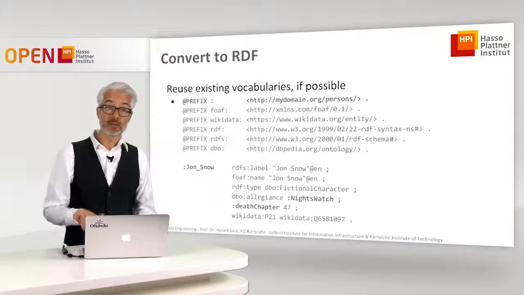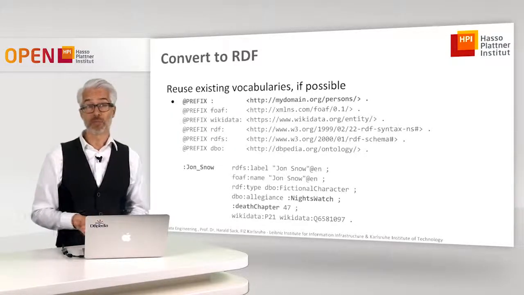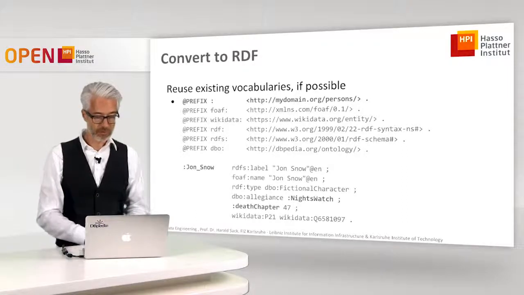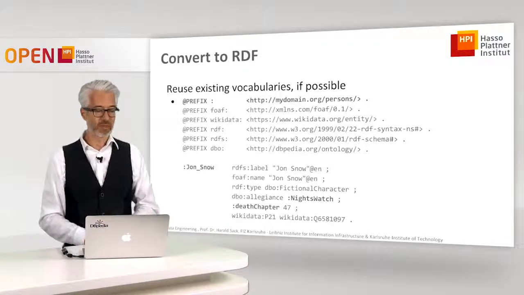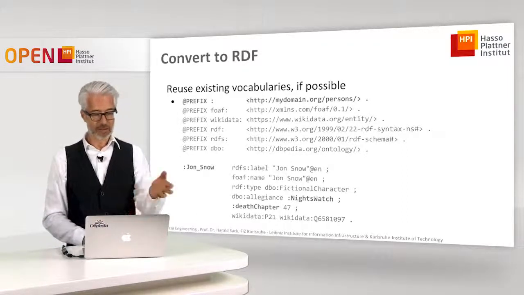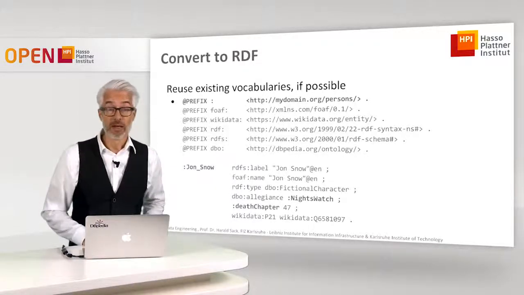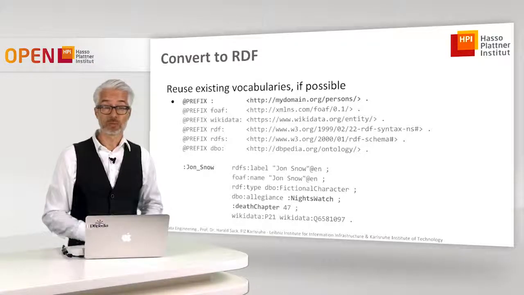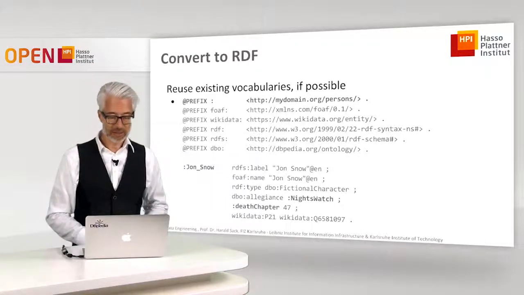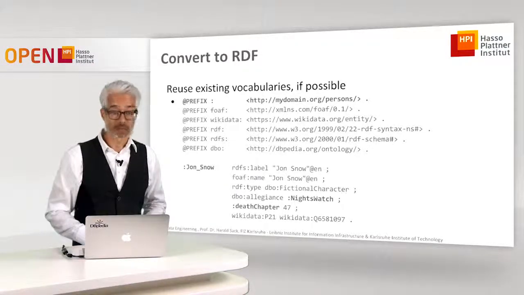And while doing this, we reuse existing vocabularies whenever possible. So for example, for Jon Snow, I use several vocabularies. I can use FOAF, I can use Wikidata, RDF, RDFS, and DBO. And of course, my own namespace, which is the first prefix I define here. And then I simply gather the facts that are available.